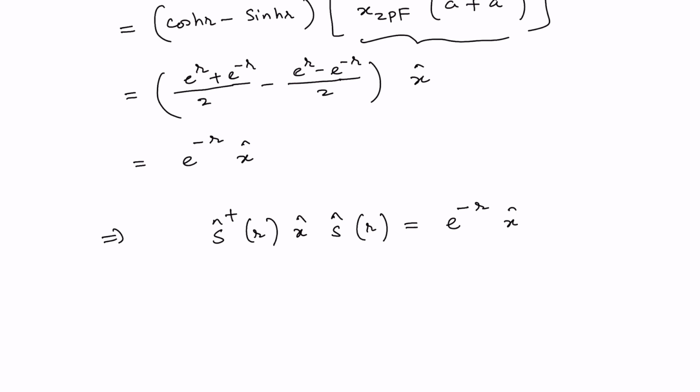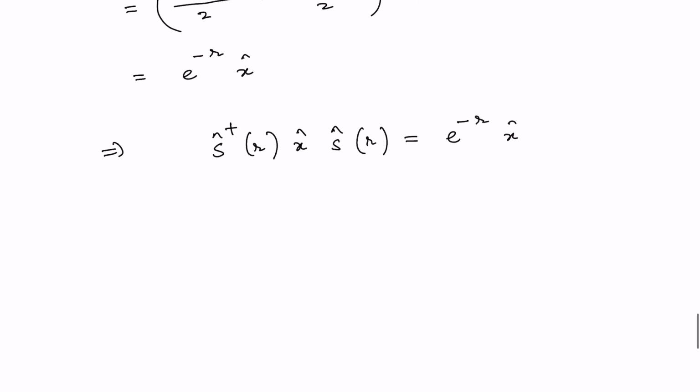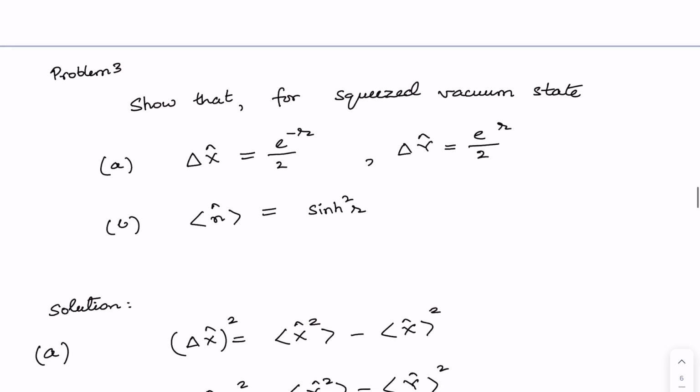So what you see, because of the squeezing operation, the position coordinate is now squeezed, and similarly you can find, because of the same operation, the other coordinate, the momentum coordinate, is getting positively squeezed. That means it gets expanded, and you will have e to the power r p. Let us now work out this problem.